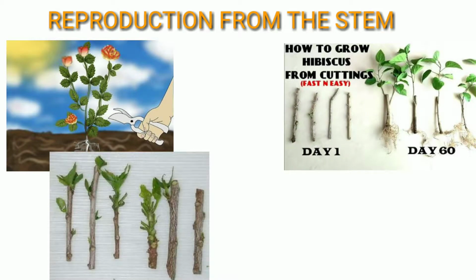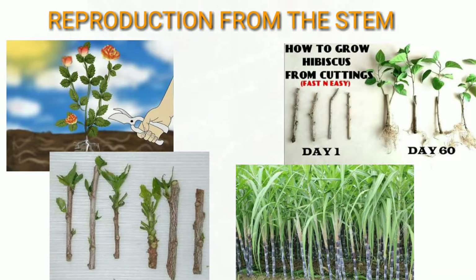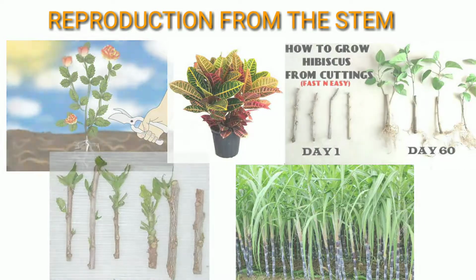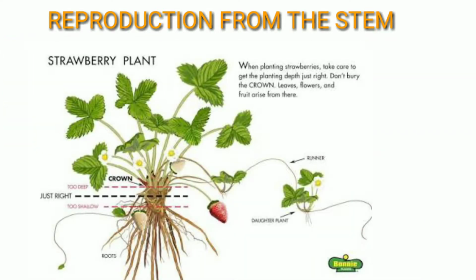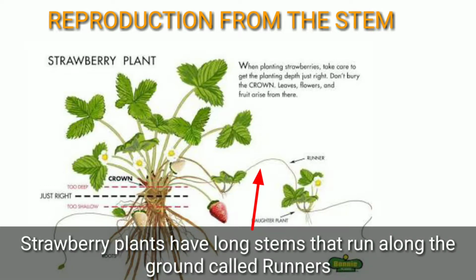Rose, hibiscus, bougainvillea, sugarcane, and crotons can be grown from stem cuttings. Strawberry plants have long stems that run along the ground. These are called runners. New plants grow from these runners.